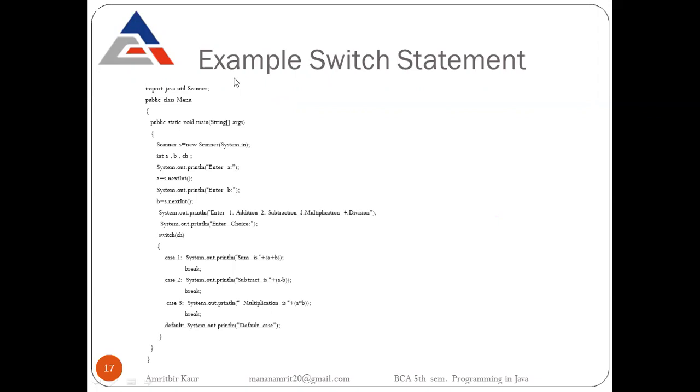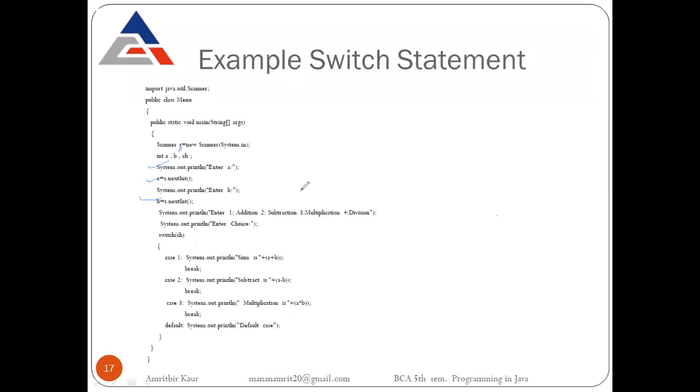Here we use the Scanner class because we want to take input from the user. So that's why firstly we import the Scanner class, then define a class, and inside the class we define a main method. Firstly we create an object S of the Scanner class, and then we use 3 variables A, B, and CH. So firstly we ask the user to enter the value of A with the help of the nextInt function. Similarly, B will be entered by the user. So here two values, A and B, will be entered by the user.